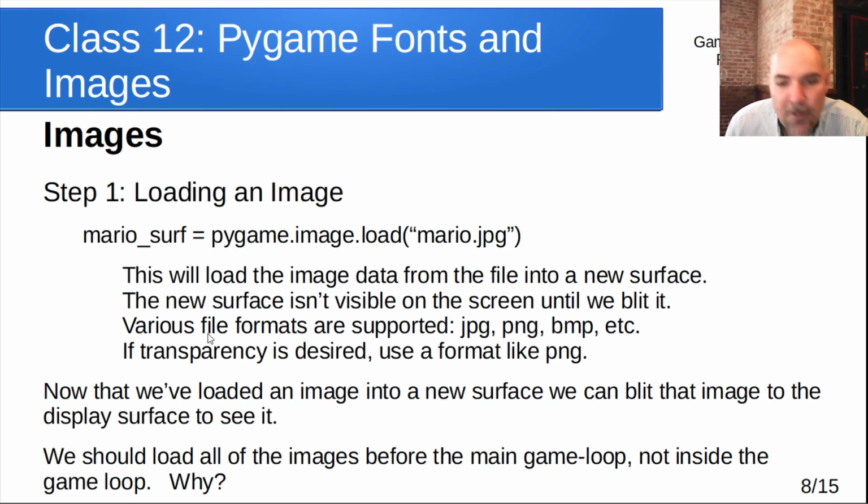All right, so once we've loaded that image into a surface, now we have to blit it to see it. And again, just like with the fonts, we should probably load the images before the main game loop so we're not constantly loading files over and over from the hard drive. Why? Because that would slow things down considerably.